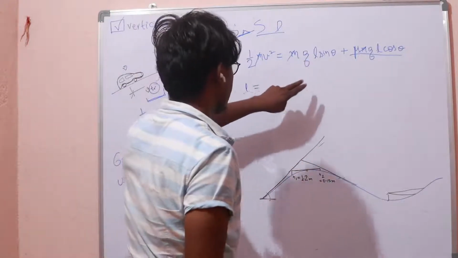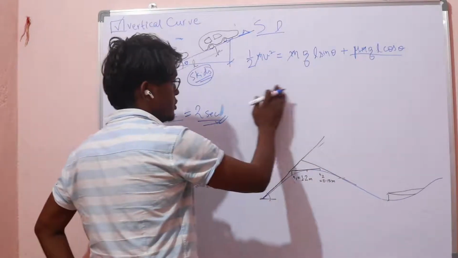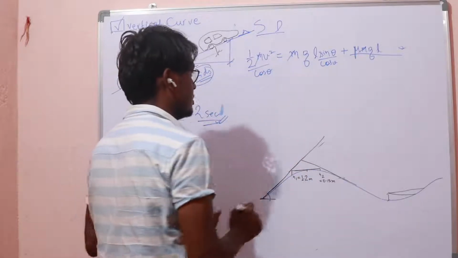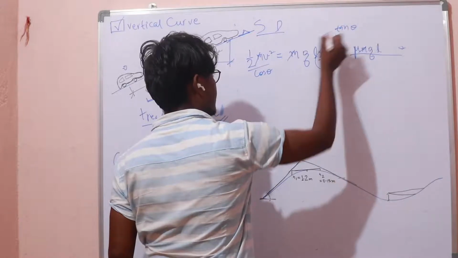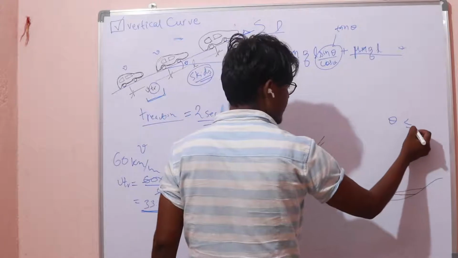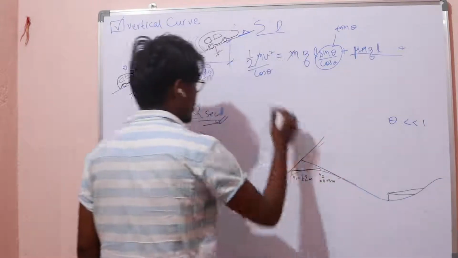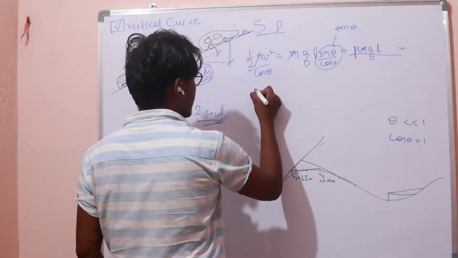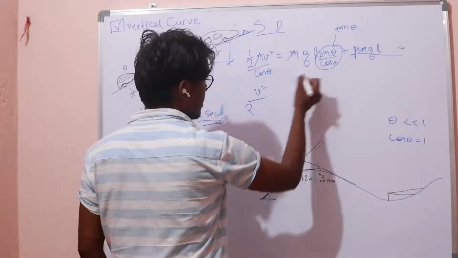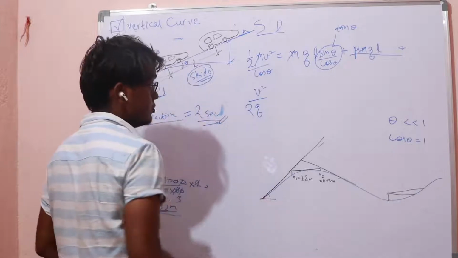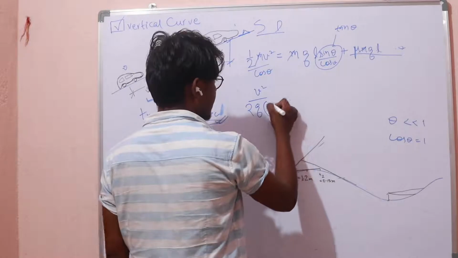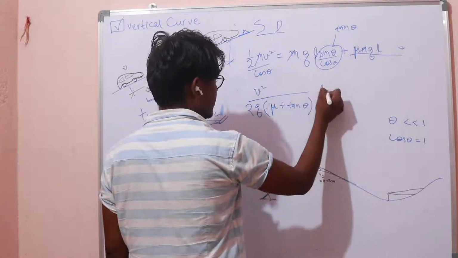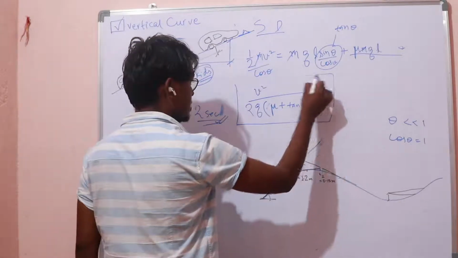Here we will divide the whole thing by cos theta. So this will be cos theta, and this becomes cos theta, so this becomes tan theta. If theta is very small, less than 1, then cos theta equals 1. So this becomes v squared over 2g, and here comes the tan theta. First we will write mu plus tan theta equals L. This is the formula: L equals v squared over 2g times (mu plus tan theta).